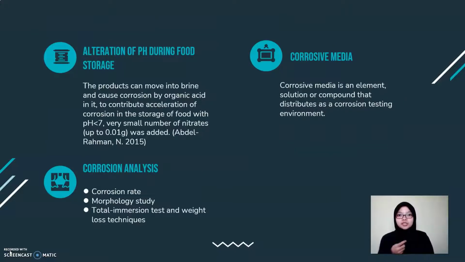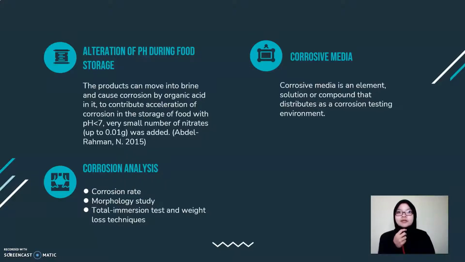Alteration of pH during food storage. While tin has the tendency to develop soluble complexes with certain anions, tin corrosion is accelerated if this occurs. The product can move into brine and cause corrosion by organic acids in it. To accelerate corrosion in the storage of food with pH below 7, a very small amount of nitrate, up to 0.01 gram, was added.